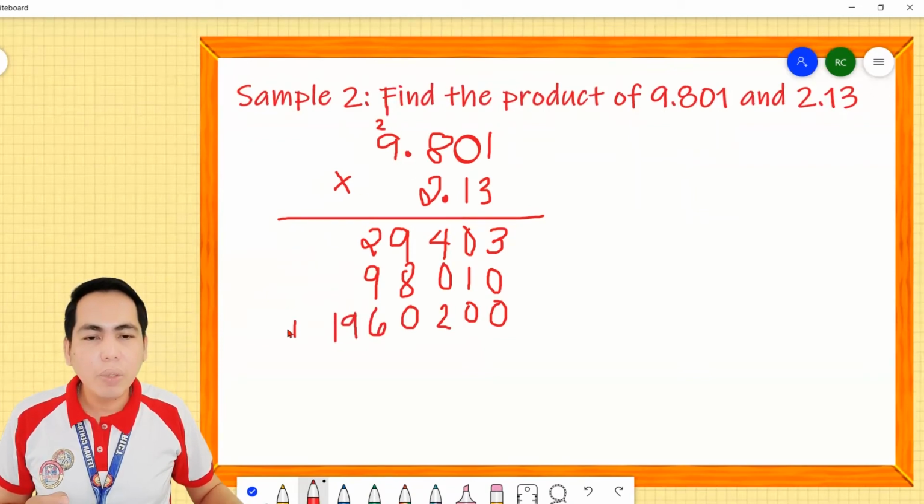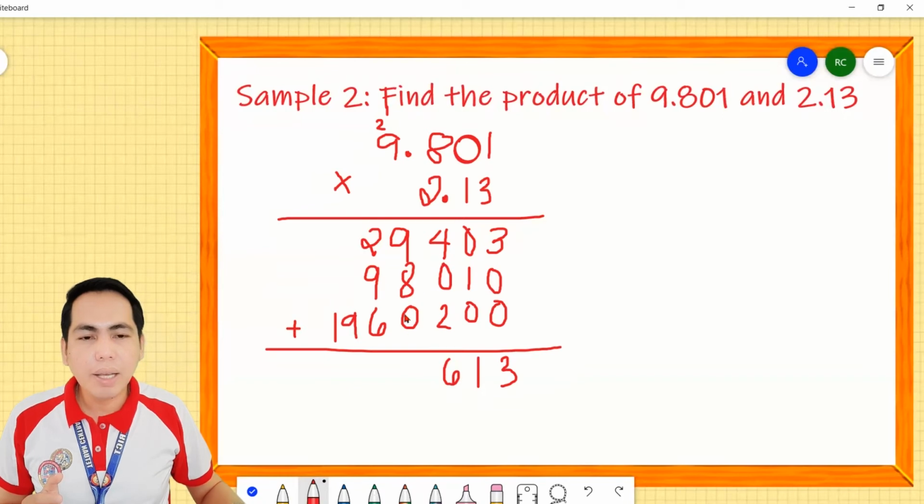And then we are going to add our initial products. So 0 plus 0 plus 3 is 3. 0 plus 1 plus 0 is 1. 2 plus 0 plus 4 is 6. 0 plus 8 plus 9 is 17. 7. Regroup 1. 6 plus 9 is 15. Plus 2 is 17. Plus 1 is 18. Regroup 1. 9 plus 1 is 10. 0. Regroup 1. 1 plus 1 is 2.